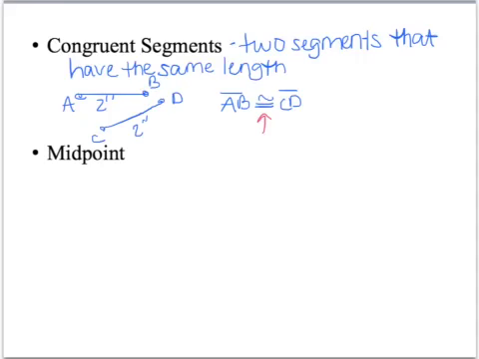And when you use a congruent symbol, you need to be referring to a segment, so you better have the bars on top. If you want to talk about their lengths being the same value, then we would say the length of AB equals the length of CD, which is 2. But over here, to use the congruent notation, we never involve numbers. We're only talking about the objects themselves.